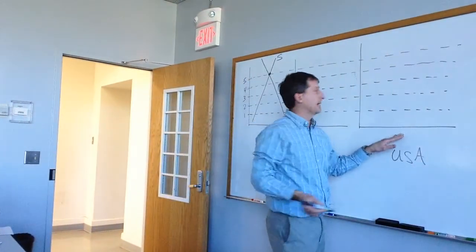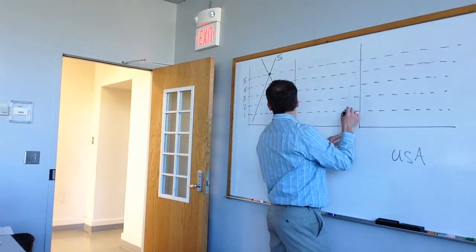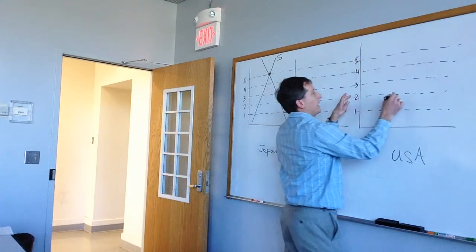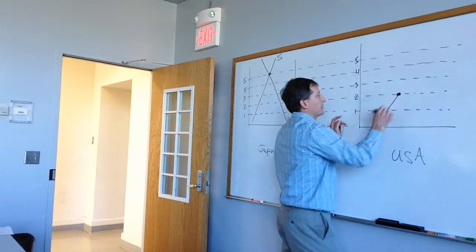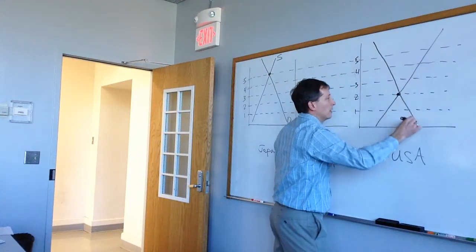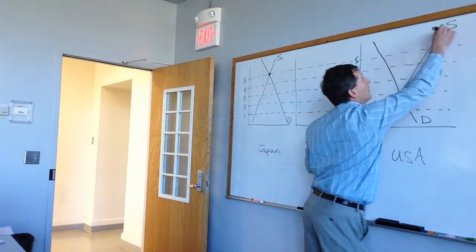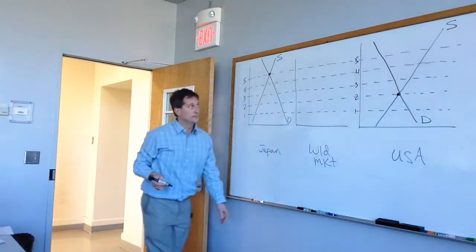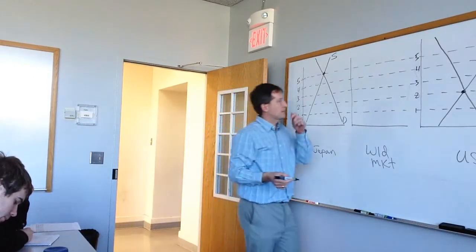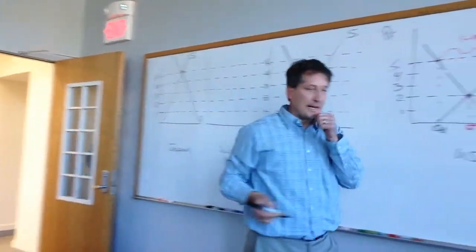Next, I want you to come over to the United States and do the same thing. Remember that they are at 1, 2, 3, 4, 5. They are at 2. Pick a point anywhere in the middle. Draw a couple lines through. All right.